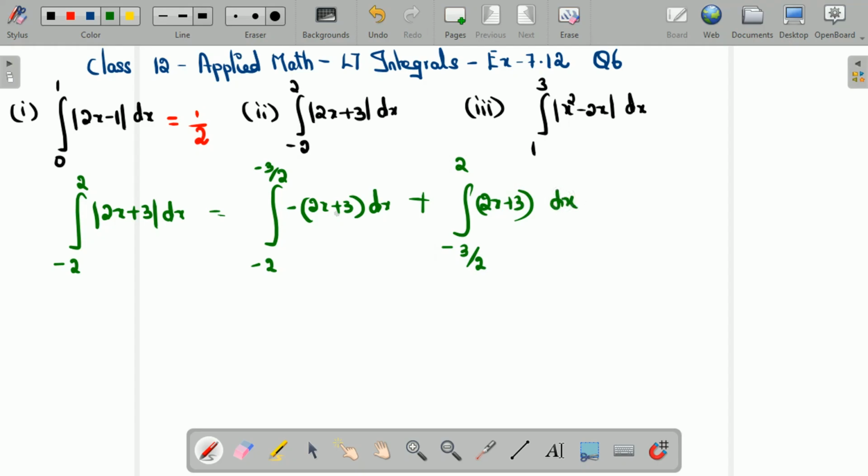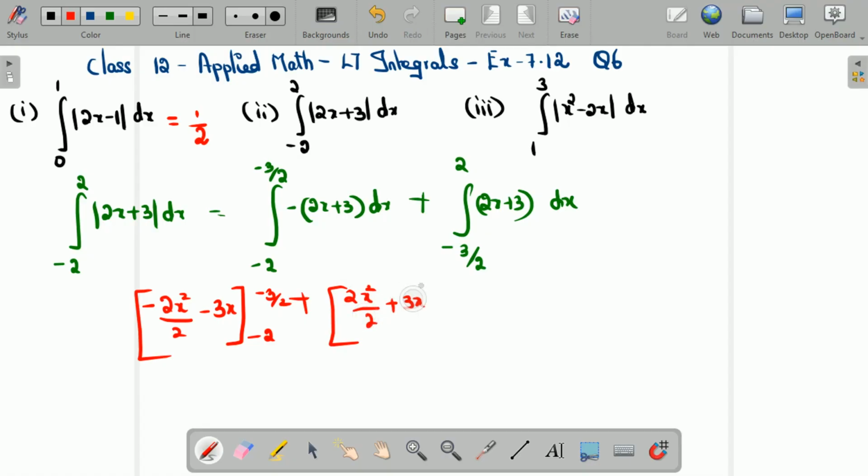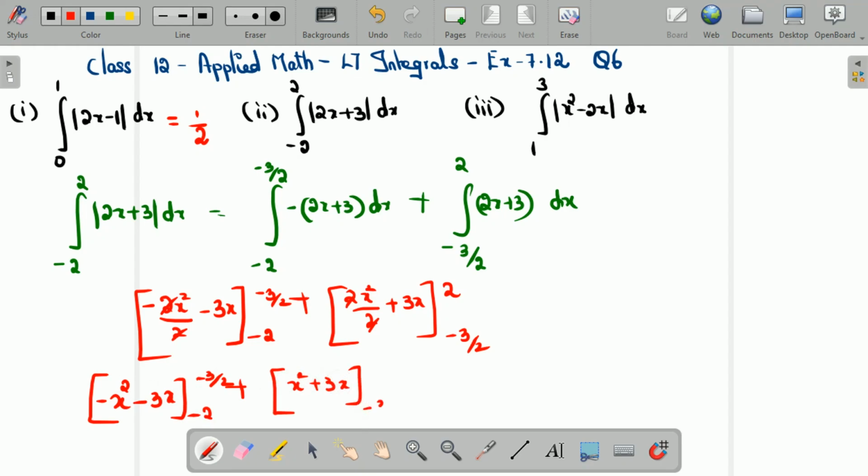Now let's bring the negative sign in and integrate simultaneously. This is going to be minus 2x squared by 2 minus 3x between the limits minus 2 and minus 3 by 2, and in the next case it is going to be 2x squared divided by 2 plus 3x between the limits minus 3 by 2 and 2. First we will cancel out these 2s, the fraction. So this is going to be minus x squared minus 3x between the limits minus 2 to minus 3 by 2, and in the other case it is going to be x squared plus 3x between the limits minus 3 by 2 to 2. So let's start to work on the limits.